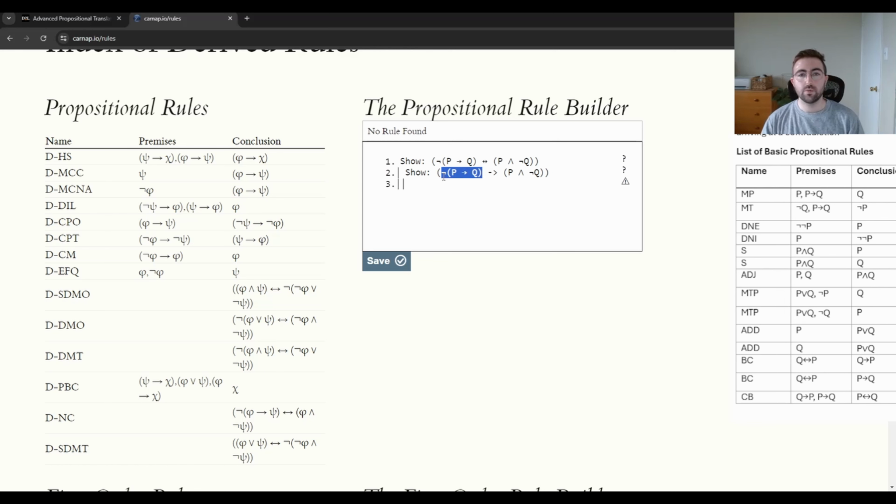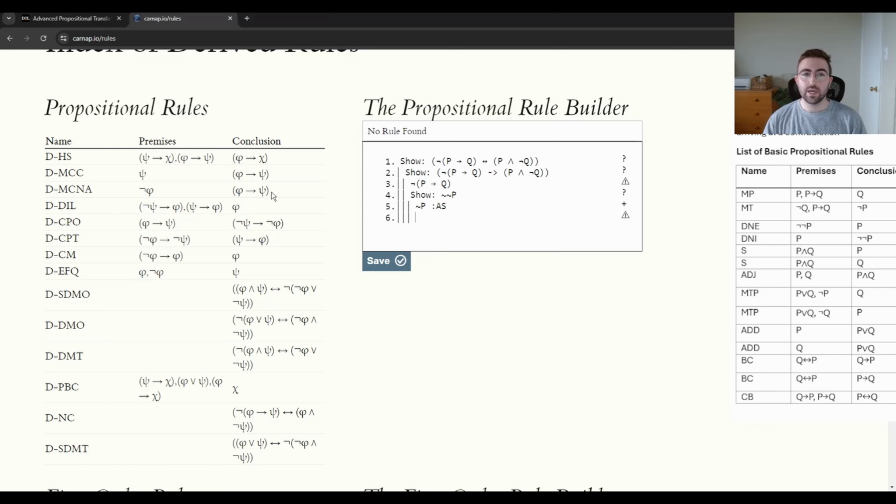How do we do that? Well, we assume not P arrow Q, and then we want to show P and not Q, right? Well, how can we do that? To get P, let's assume, or let's show not P, and show that if we have not P, we get a contradiction, right?